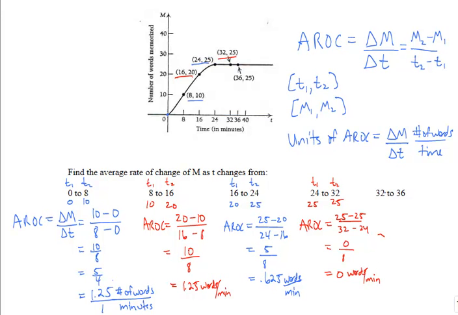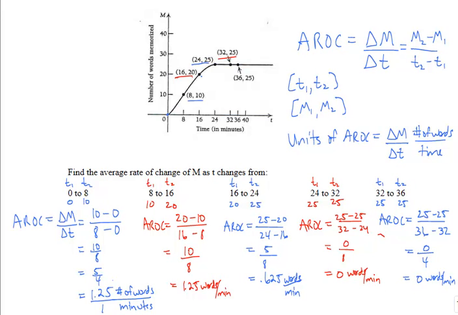And if we do our last interval here, our T1 is 32, our T2 is 36. At 32, I memorized 25 words, and at 36 minutes, I also memorized 25 words. So our average rate of change will be these two 25s subtracted over the two t's subtracted. So again, we're going to get 0 on top, 4 on the bottom, so this is 0 words per minute.